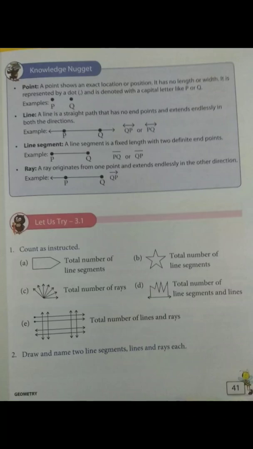Next, ray. A ray originates from one point and extends endlessly in one direction, like the light of a torch. Example, QP. The starting point is Q and there is no end, so it passes through P. So here we have completed point, line, line segment and ray.